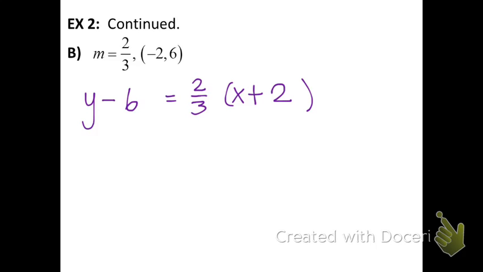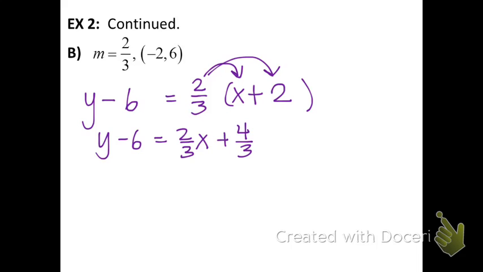Whoops. So on example 2, same idea. We do not replace the y or the x, but everything else gets replaced. So our y1 is a 6. Our x1 is a negative 2, so it becomes positive 2. And our slope is 2/3. From here you have two steps. Distribute is your first. So we get y minus 6 equals 2/3 x plus 2 times 2 is 4/3. And we want to add the 6.